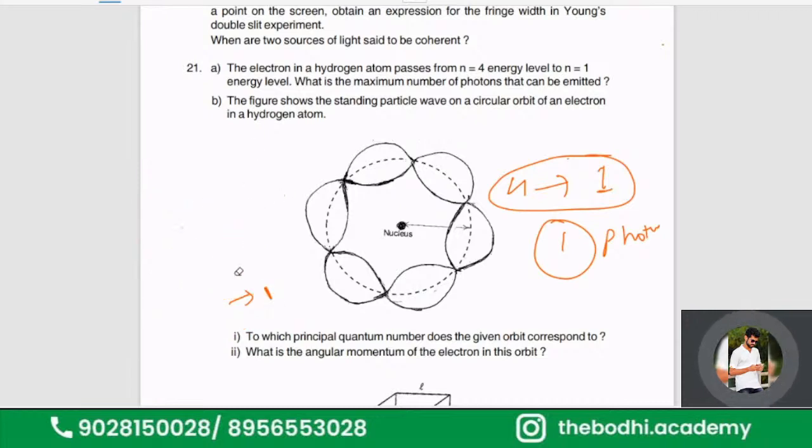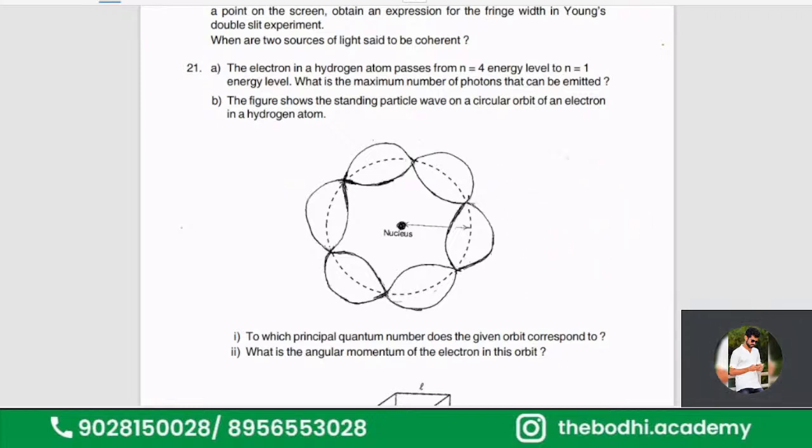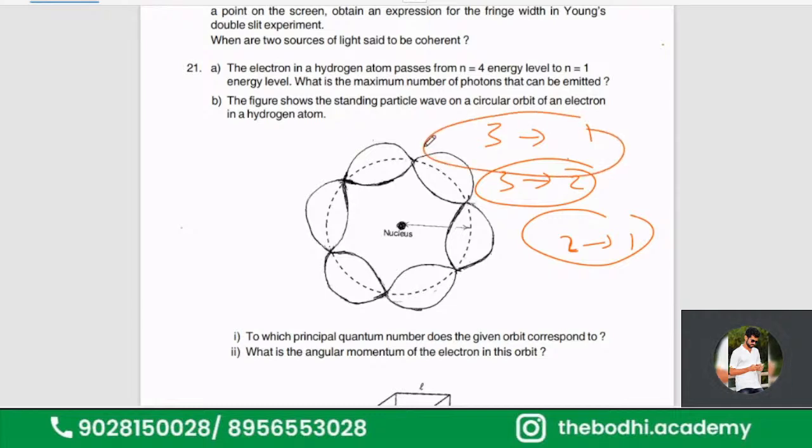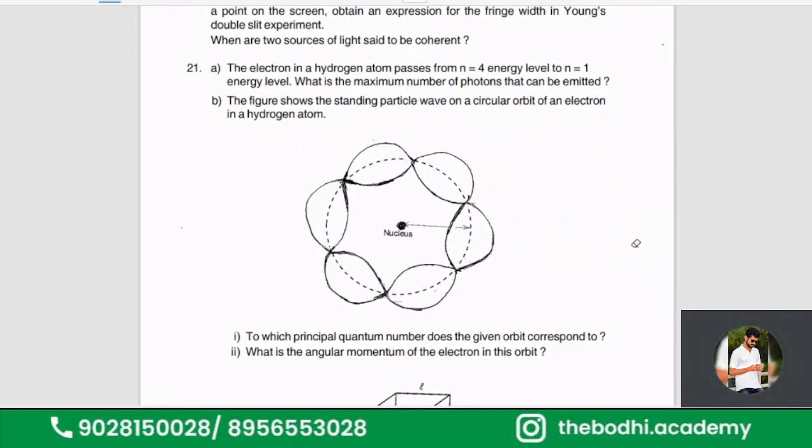When the maximum number of photons emitted is asked, we have to see how many jumps are possible. For example, from n equal to 3 to n equal to 1: 3 to 1 directly is one, or 3 to 2 is one, and then 2 to 1. So 1, 2, 3 possibilities. Minimum here again will be 1.